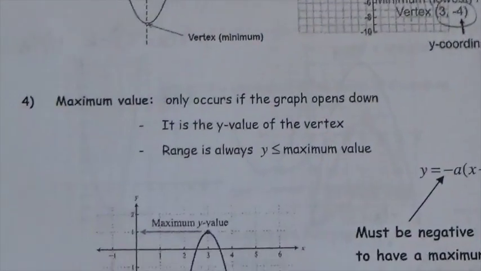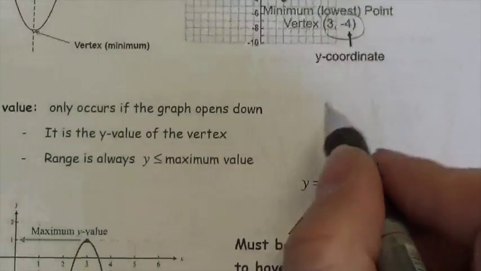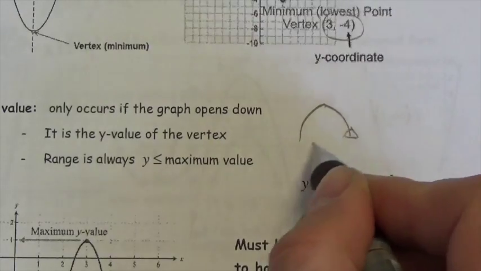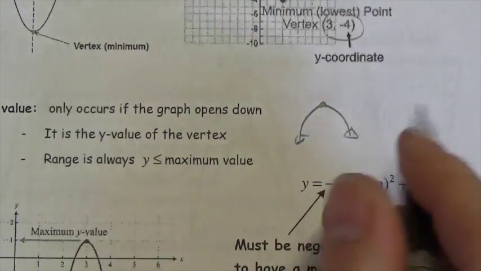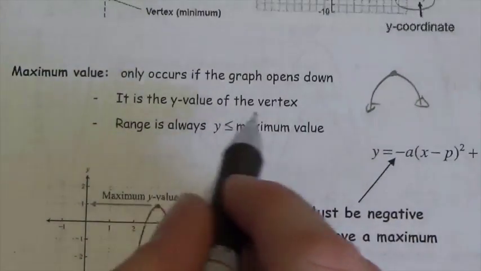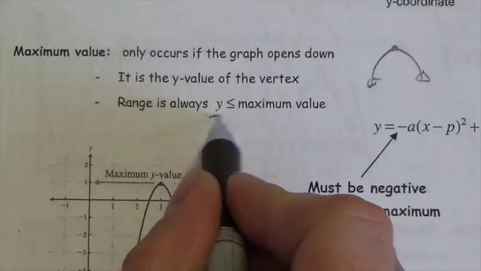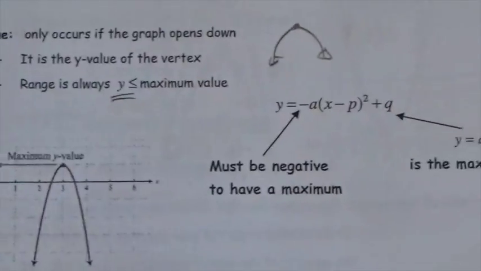Now compare that with the concept of the maximum value, which again occurs if the parabola opens down. So as long as the parabola does this, this is going to have a maximum value right there. This thing drops down infinitely. Again, we're talking about the y-coordinate of the vertex. And so in this case, our range would be less than or equal to whatever that maximum value is.